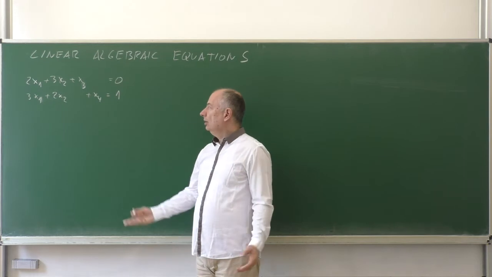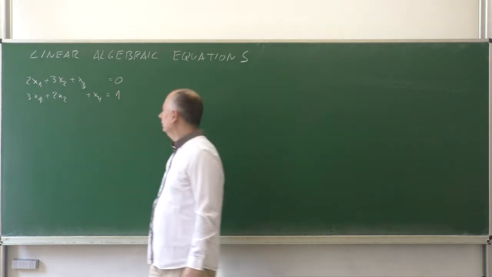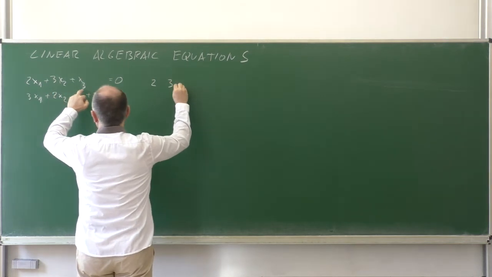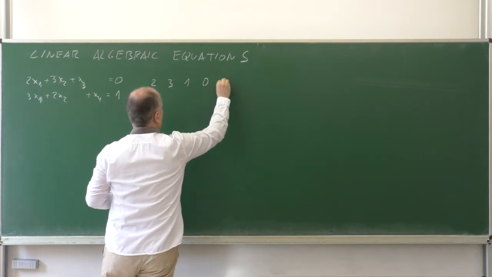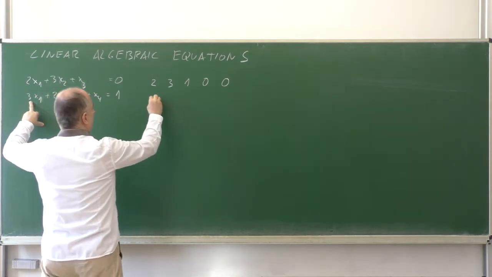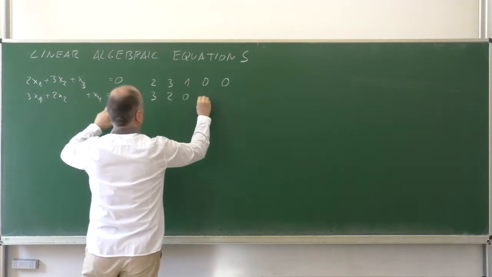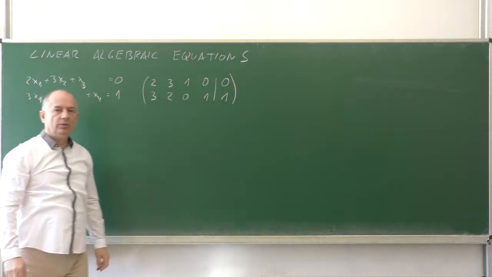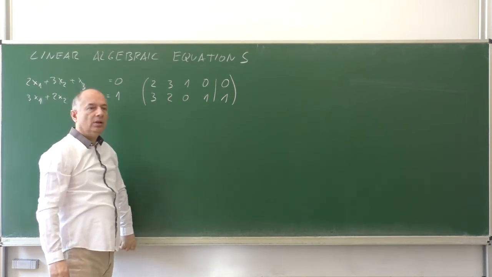Well, once again, we use the matrix notation and we use Gauss elimination. So we write the matrix 2, 3, 1, no x4, so that means coefficient is 0, and on the right you have 0, and the second equation translates to the second row, namely 3, 2, 0, 1, 1. So this is the augmented matrix of the system, and we want to transform this to the upper triangular form.